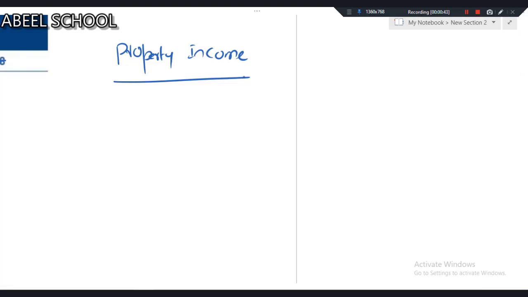Basically, in this property income topic, we will study rental income. We are not studying buying and selling property. If you buy and sell the property, you will get a capital gain. That's a separate topic. Right now, we are studying the rental income you get if you have given property on rent, and the tax rules relating to that rental income.